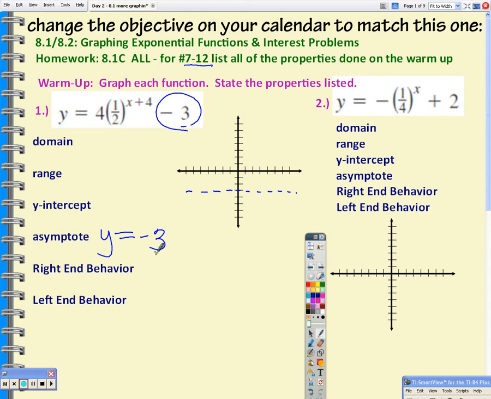Now I'm going to find my key point. When we graphed parabolas and absolute values, our key point was the vertex. Well, with an exponential, we don't have a vertex. So our key point we get by making the exponent 0. So what x value makes the exponent 0? So I'm going to look here, and it's -4. And I'm going to plug that in.